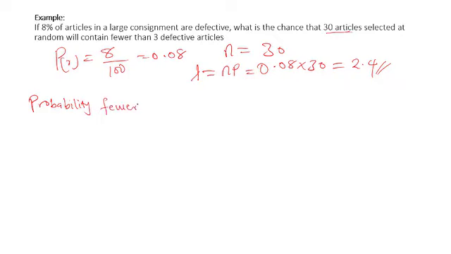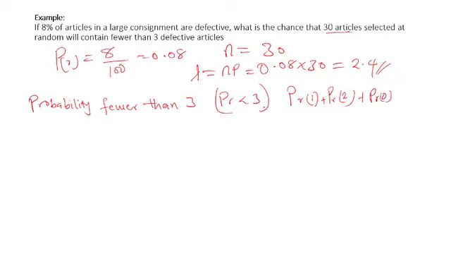Now, for the probability, fewer than 3 means probability less than 3. So we are talking of the probability of 0 plus probability of 1 plus probability of 2. So we are talking from 0 to 2, then we add the different probabilities. So let's do that.